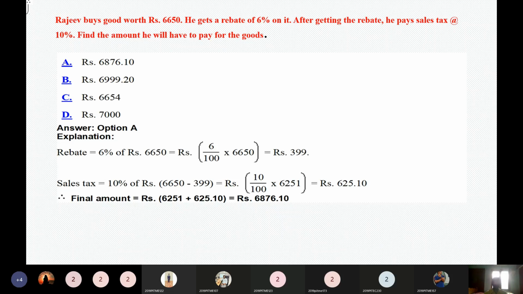So the first problem we discussed was regarding the population increase in the town. The second one: if you buy some products, there may be a discount, and then you have to pay tax. All that is taken into consideration. So this problem will give you an idea about how much you are paying for the goods. Okay.